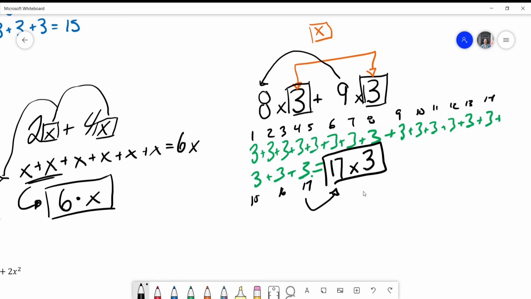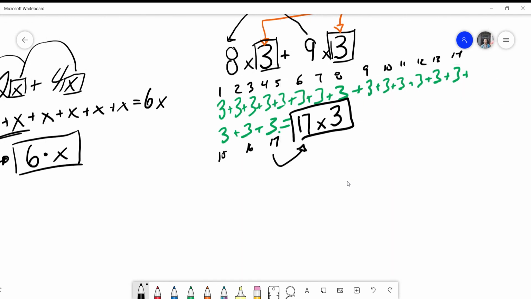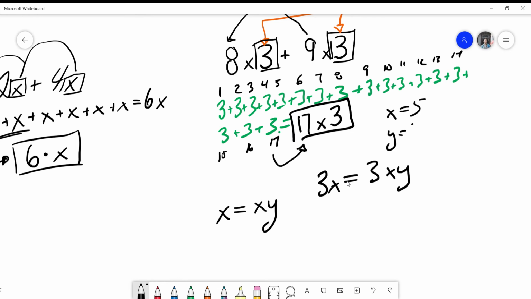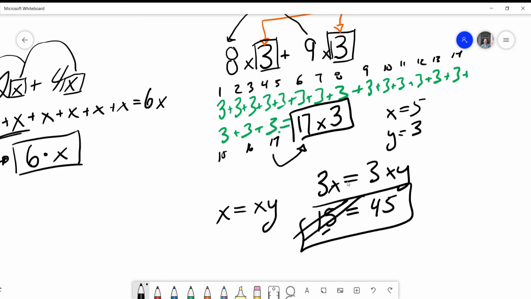So this is where I think a lot of students are having some difficulty, but we can only do this if they're multiplying the same thing, right? So x is not equal to xy, because 3x is not equal to 3xy. That's like saying, let's pretend that x is equal to 5 and y is equal to 3. That's like saying that 15 is equal to 3 times 15, which is 45. And we all know that 15 is not equal to 45. So 3x is not equal to 3xy because the x's are equal, but this y is here making this whole equation different.